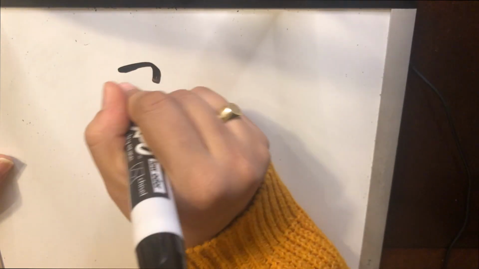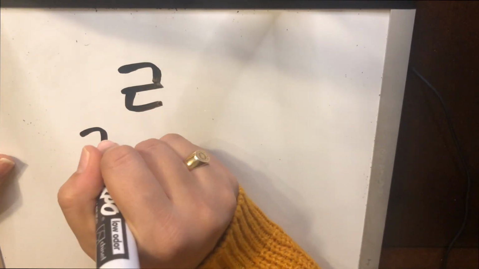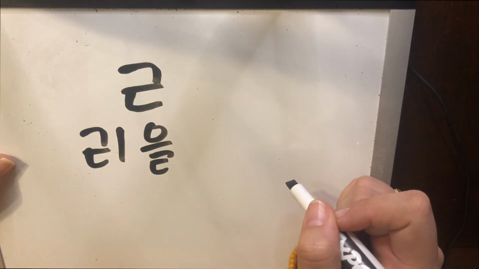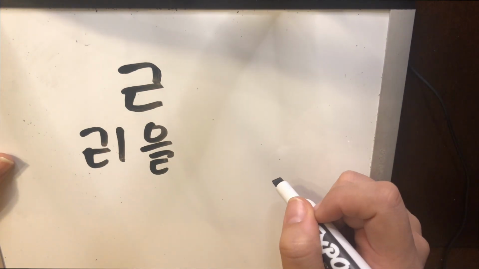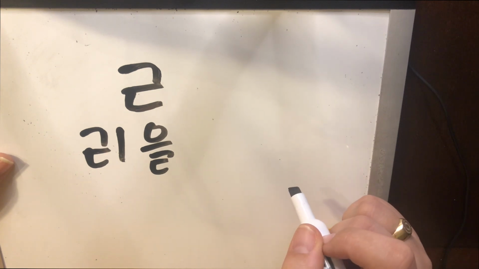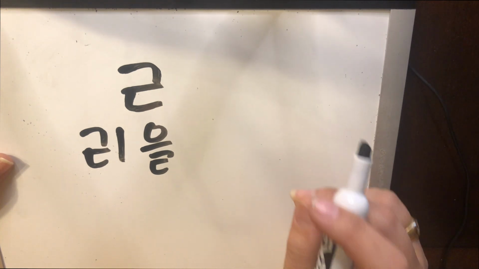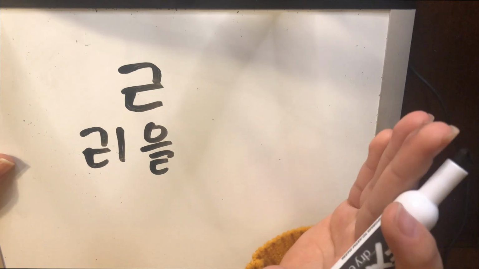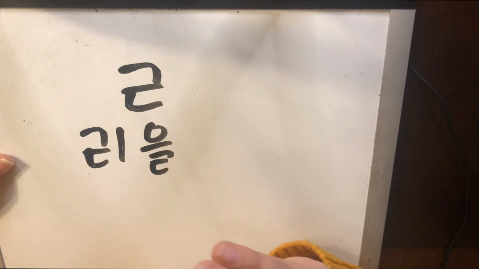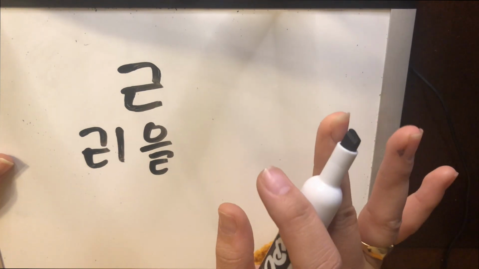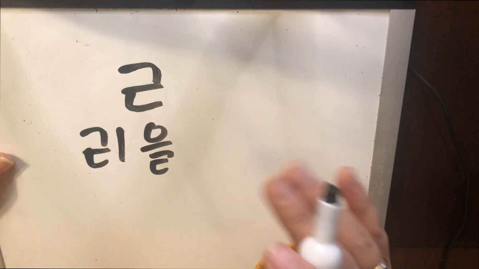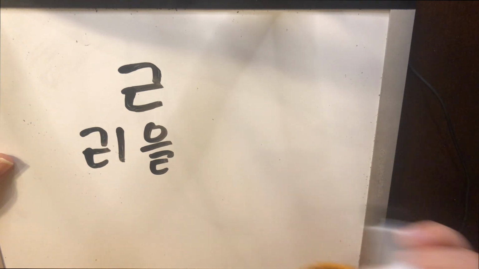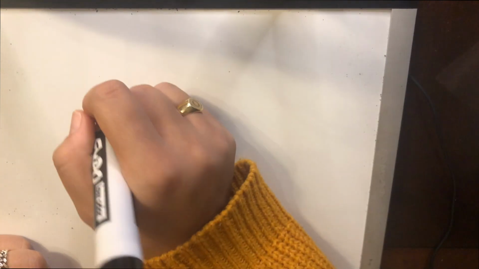Number 4 is 리을. Okay. And 리을 is a little bit tricky because it can make an L sound or an R sound. But because I'm teaching you as beginners, just memorize it as an L sound for now, and then later on you will see where it makes an R sound, but mostly L. So just remember it as L. 리을.